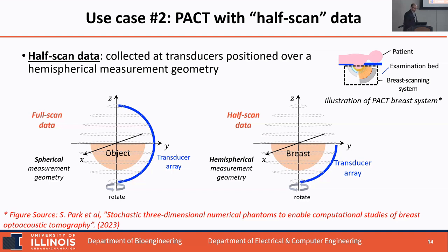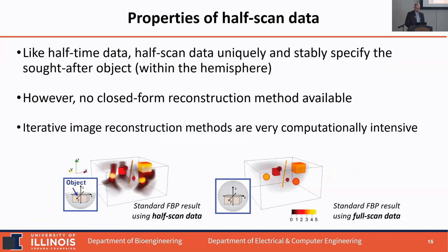Okay? Well, that's fine, that's great, but we know that full scan data is sufficient for reconstruction. There's FBP algorithms available for full scan data, but they're not available for half scan data. But the good news is that like the half-time data, the half-scan data are also sufficient for unique and stable recovery, right? Again, mathematically, you can show that. My group has some papers on this. But again, there's no closed-form reconstruction methods available, okay? And we don't want to do iterative reconstruction because I'm going to show you in a little while it takes a very long time because the data dimensionality is very high here.